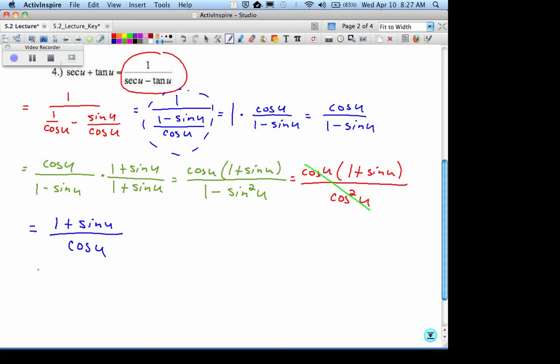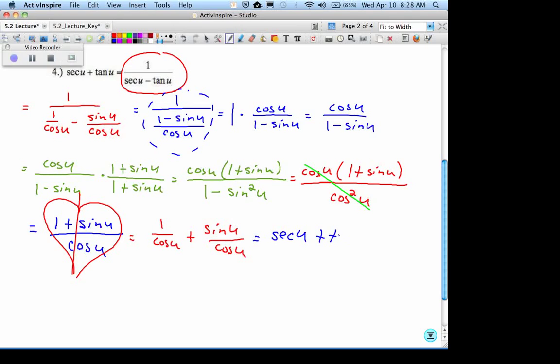What do you do here? Split it. So it's 1 over cosine plus sine over cosine. What's 1 over cosine? Secant. What's sine over cosine? Tangent. And that's what we were looking for.